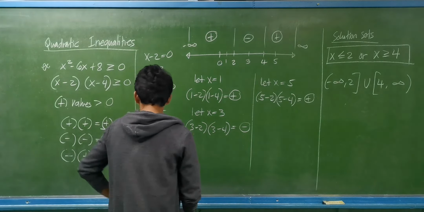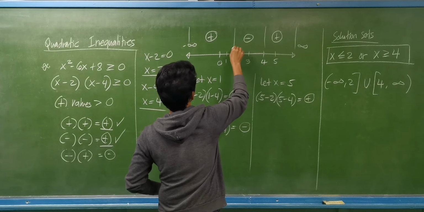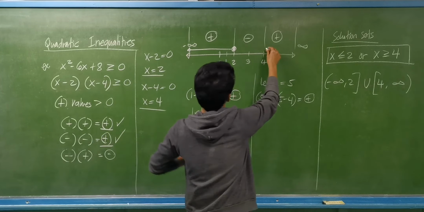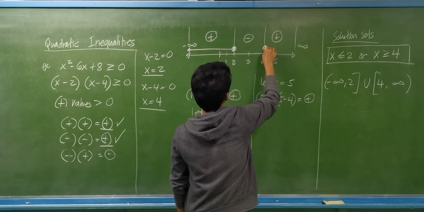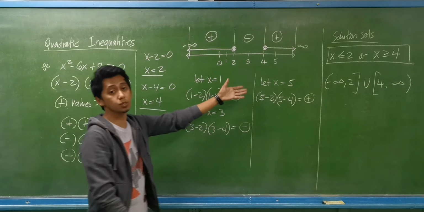In terms of the number line, we are using a shaded circle or closed circle. This is towards negative infinity, that is from negative infinity to 2, and this is from 4 towards positive infinity. So this will be our solution set.